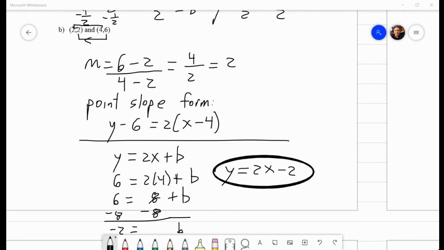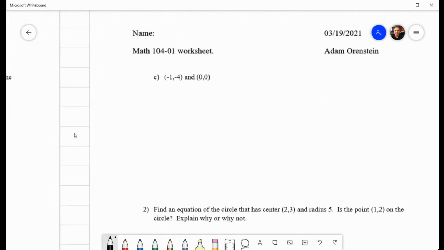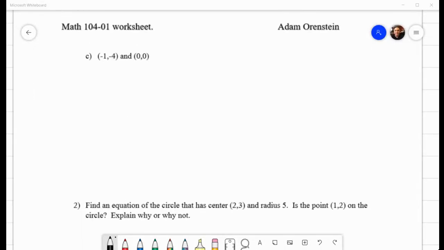Okay, I think that might have been, oh no, we're here now. Okay, let me do part C, so let me move to that one. Oh, wrong screen. There we go.